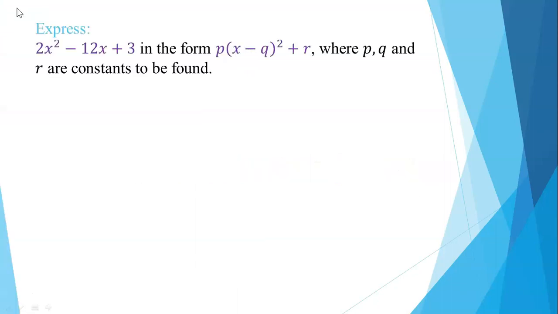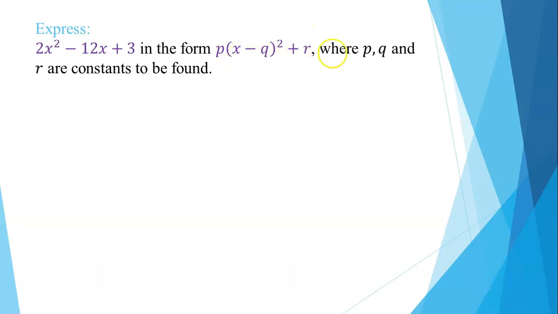An example of equating coefficients will be: express 2x squared minus 12x plus 3 in the form p times (x minus q) all squared plus r, where p, q, and r are constants to be found. You'll notice in this case they're not telling us to complete the square, but they're giving us some form that they want this quadratic expression to be in specifically. The form they tell you to express your quadratic expression as might change.